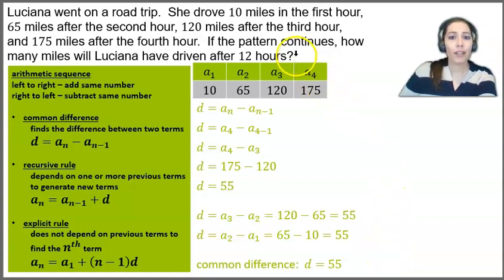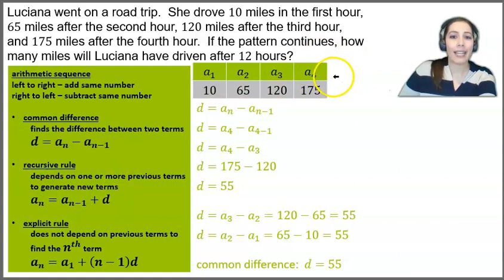Now, if we want to find out after 12 hours how far she's driven, well, we only have after 4 hours. So we could find a sub 5, then a sub 6, a sub 7, a sub 8, a sub 9, a sub 10, a sub 11, and then a sub 12. That is essentially doing the recursive rule. You have to know the previous term, add the common difference, and you get the next term.